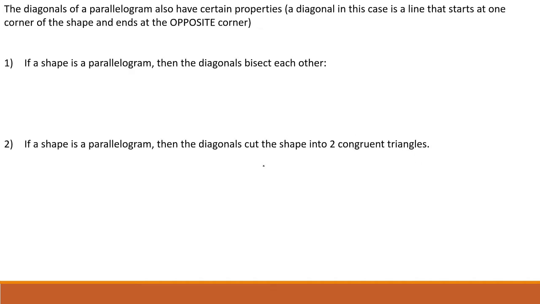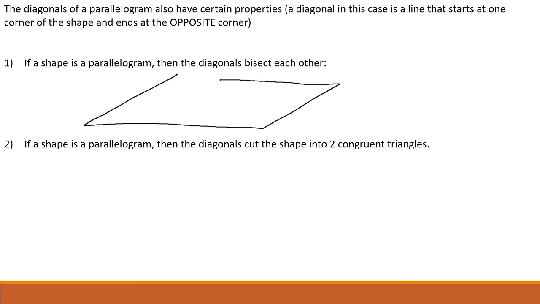Now, the diagonals of a parallelogram also have their own properties. So if you have a parallelogram, then the diagonals bisect each other. That basically means that if I have a parallelogram, the diagonals cut each other in half. So this diagonal right here and this diagonal right here are going to cut each other in half.